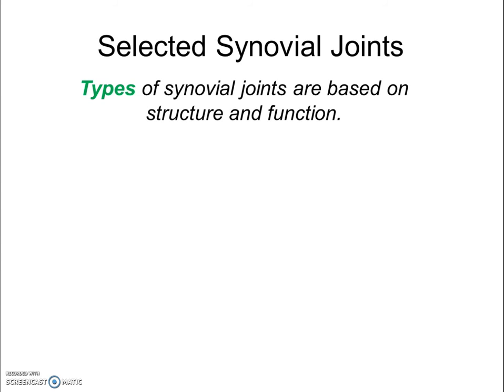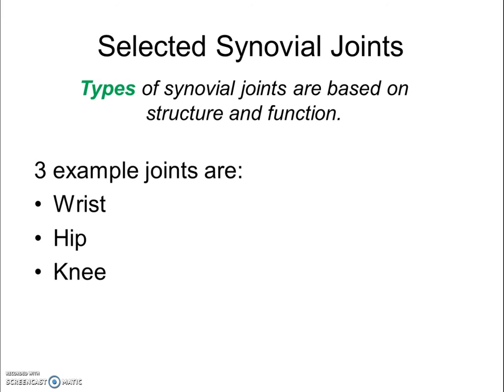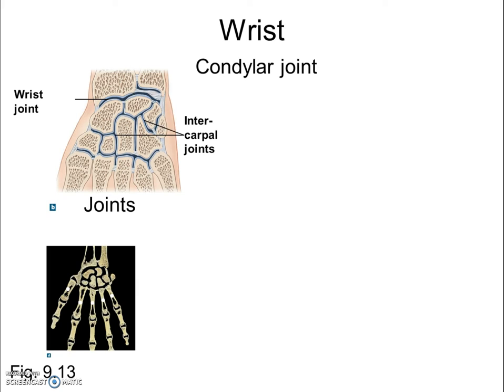So next, let's take a look at some selected synovial joints. There's many different synovial joints that your textbook goes over, and we won't have time to discuss all of them. So I've just chosen 3 synovial joints which I thought were interesting and very relevant to this day and age. The types of synovial joints are based on structure and function. So the three that we're going to cover right now are the wrist, hip, and knee. So let's start off with the wrist.